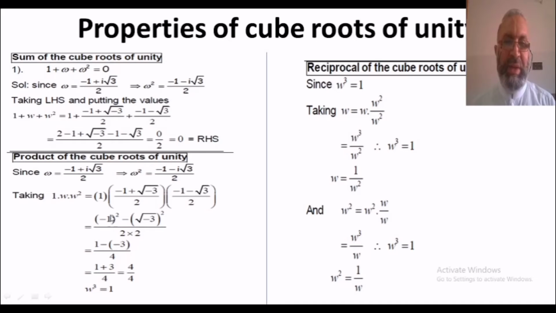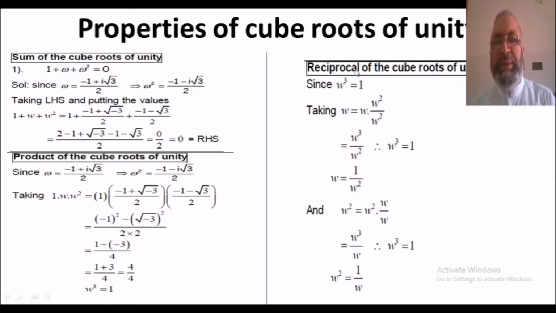So simplify this term. Minus 1 square becomes 1 minus the square of the square root of minus 3, where the square cancels with the square root, and this becomes only minus 3. Minus becomes positive, so we get 1 plus 3. 1 plus 3 is equal to 4, divided by 4. 4 cancels with 4, giving 1. Thus from the left side we get omega cube and from the right side we get 1. Thus the result is proved. We proved the second property, that omega cube is equal to 1.